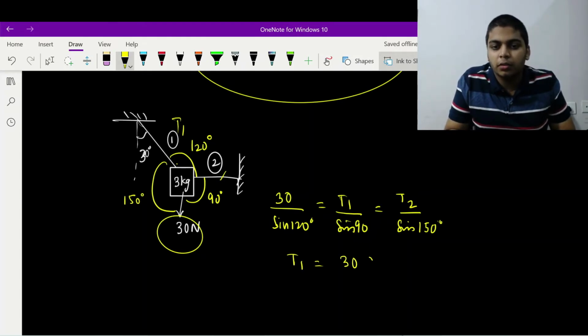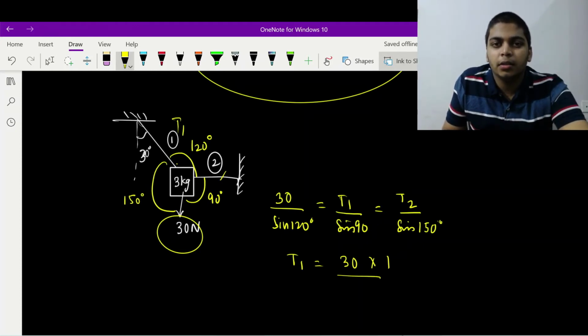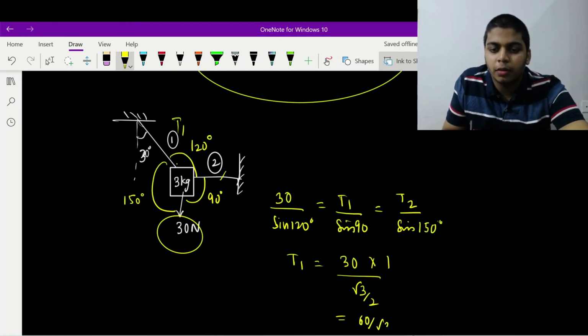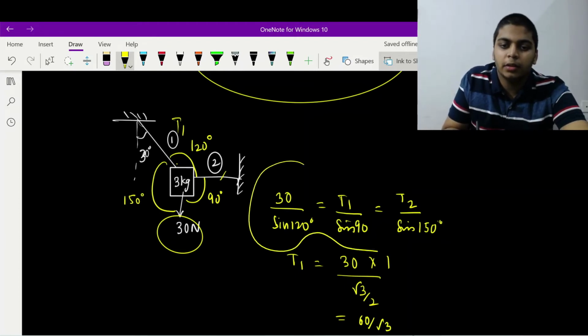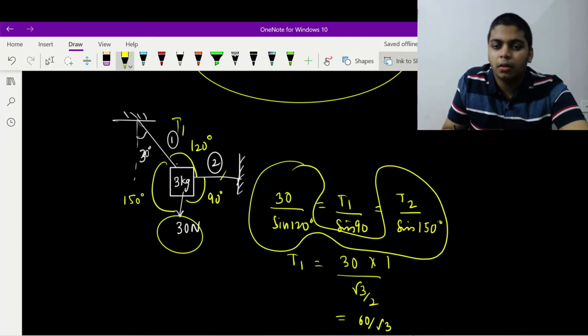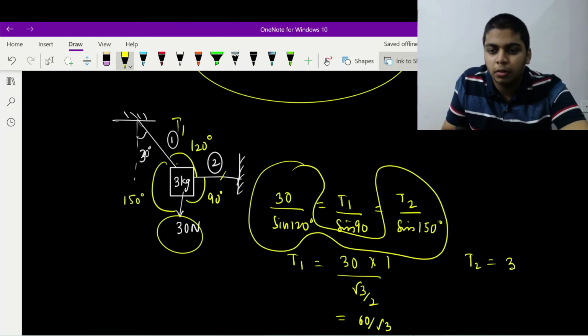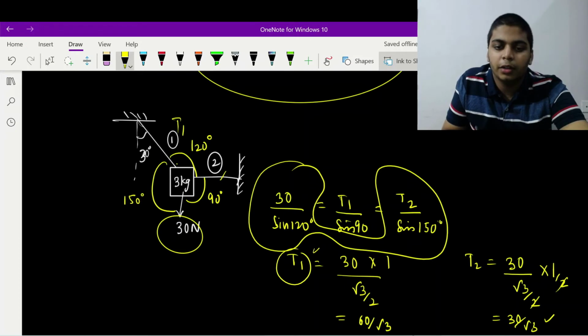Okay, now let us find T1. T1 is 30 into sine 90. Sine 90 is obviously 1, by sine 120. So sine 120 is same as sine 60, right? So yes, the value of sine 120 is root 3 by 2, and this will be turning out to be 60 by root 3. And considering this equality, your T2 is nothing but 30 by sine 120, sine 120 is root 3 by 2, into sine 150. Sine 150 is directly sine 30, that is 1 by 2. So this will be 30 by root 3. So this is the value of T1 and T2.